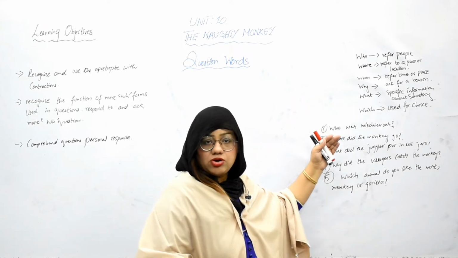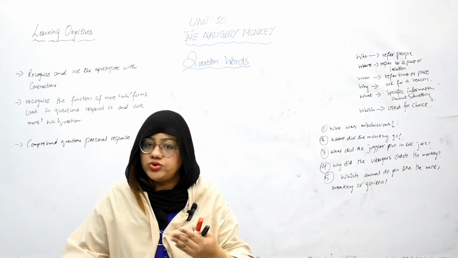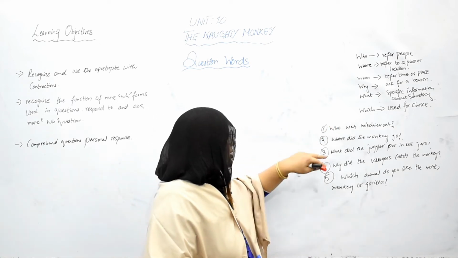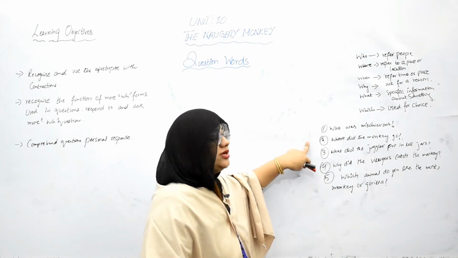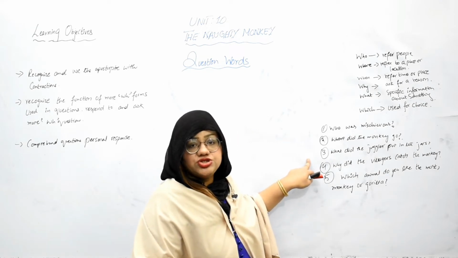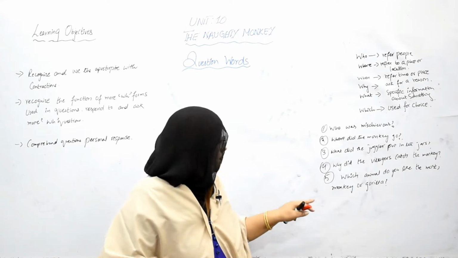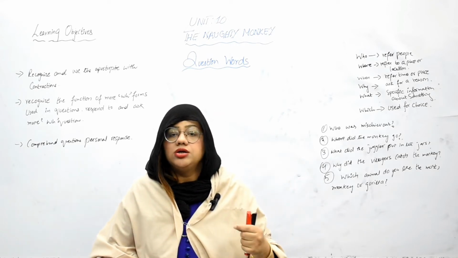Please do remember all these terms. So then you have an idea how we can make these questions. Now there are examples of this in front of you. You can see: Who was mischievous? Where did the monkey go? What did the juggler put in the jars? Why did the villagers catch the monkey? Which animal do you like the most, monkey or gorilla?